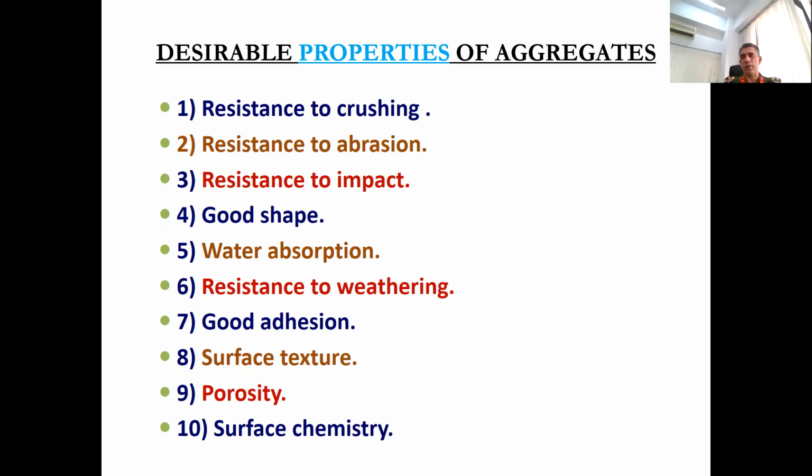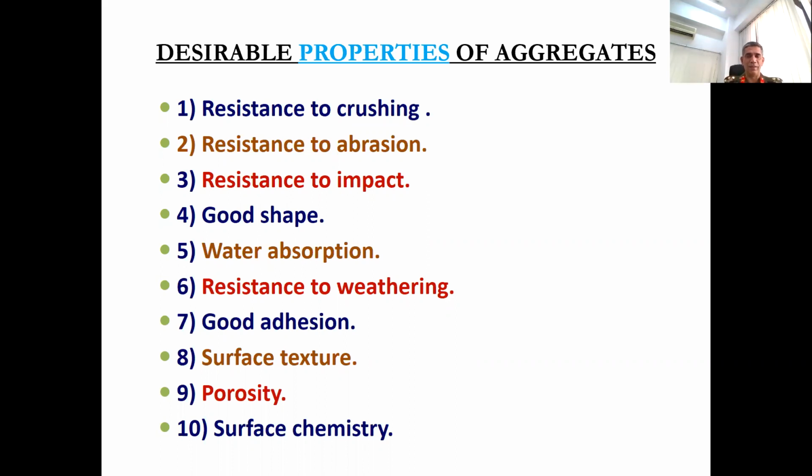Sometimes aggregates will be subjected to impact load, so it should be able to resist the impact load. They should be of good shape. And in case of water absorption, aggregate should absorb a lesser amount of water. Why? What happens if aggregate absorbs more water? We'll see that. Aggregate should be resistant to weathering. Weathering means what? Due to the action of air, water, or temperature, aggregates will be deteriorated. So aggregate should resist weathering, and that will make it durable.